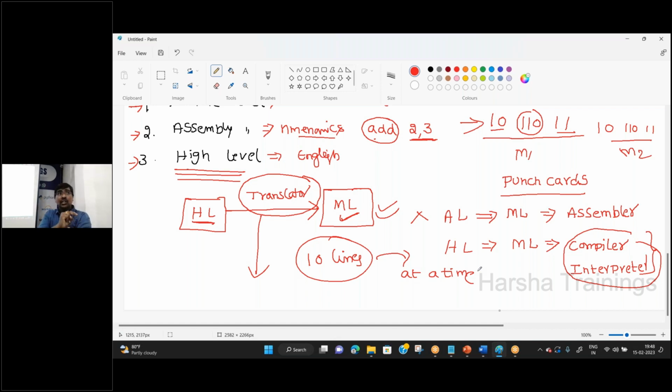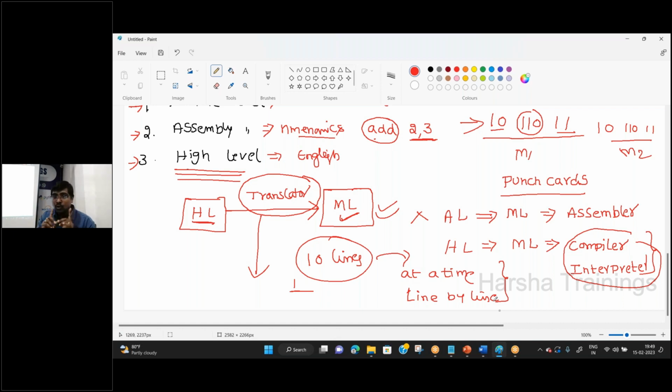What is another way of translation? Instead of converting at a time, first I complete line 1. So line 1 is converted into Telugu. Next, move on to line 2. Line 2 is converted into Telugu. Then line 3 is converted into Telugu. That means line by line. These are the only two possibilities. Now, the compiler works at a time. That is, the compiler converts the entire high level language into machine level language at a time, but the interpreter performs the conversion line by line.